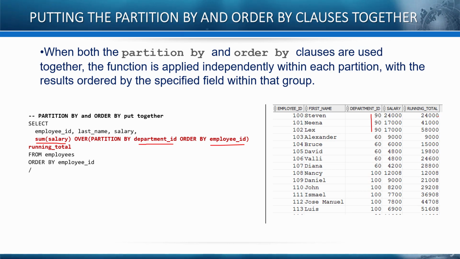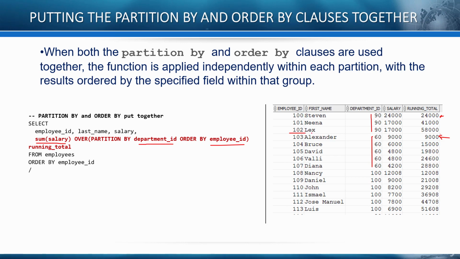But we have a running total here, and that's 24,000. As we move to the employee with 101, who is Nina, the running total is a sum of 24 and 17, which is 41. And then Lex has 58, which is a sum of all the preceding salaries plus his salary. But when you change departments, down to department 60, the running total value is reset to the current employee salary. And that is Alexander's salary, which is 9,000.